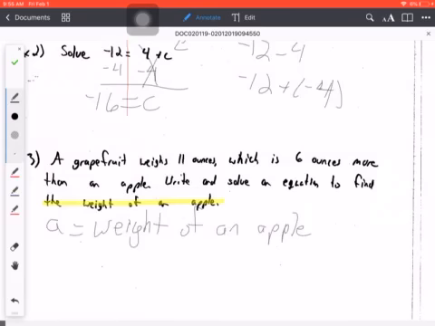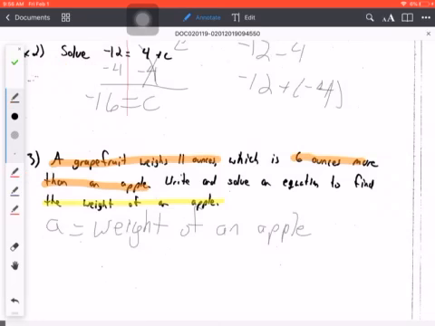Now, here's where the tricky part comes in, because we really have to be looking at what is important in this question. So, first thing we have to do is a grapefruit weighs 11 ounces. That's really important. It's also important because it's 6 ounces more than an apple. So if I wanted to write an equation, I would say the weight of the grapefruit is 6 ounces more than an apple.